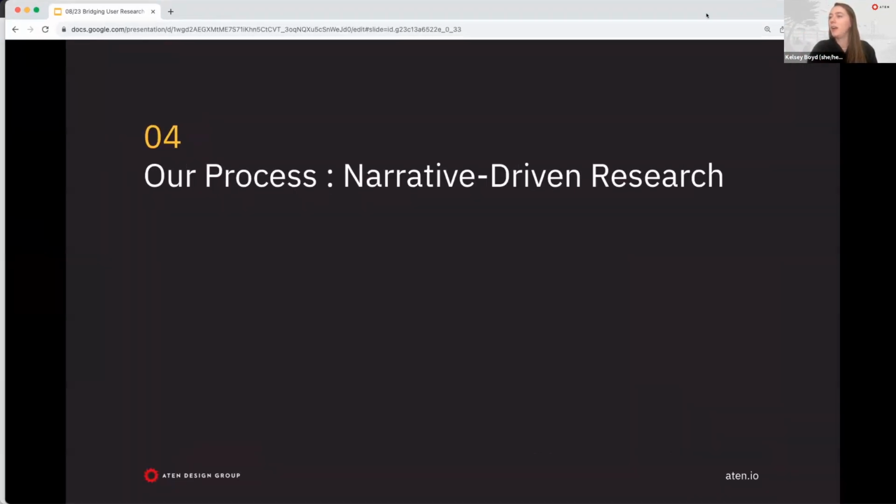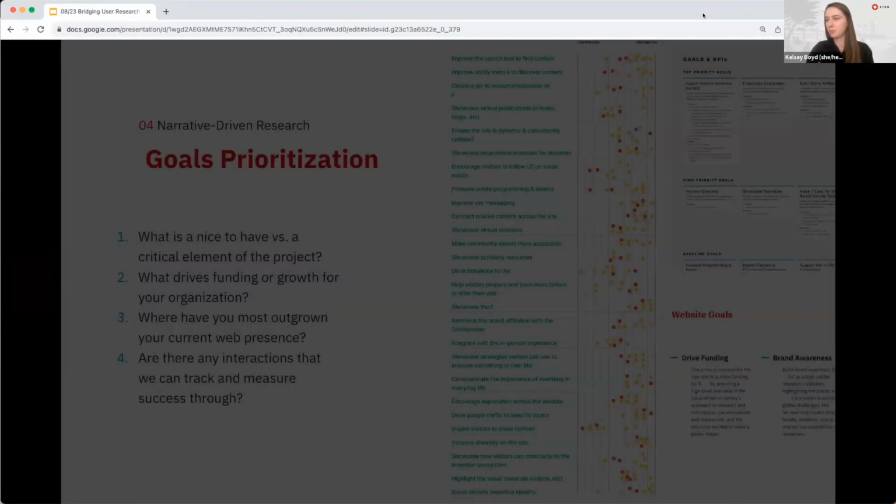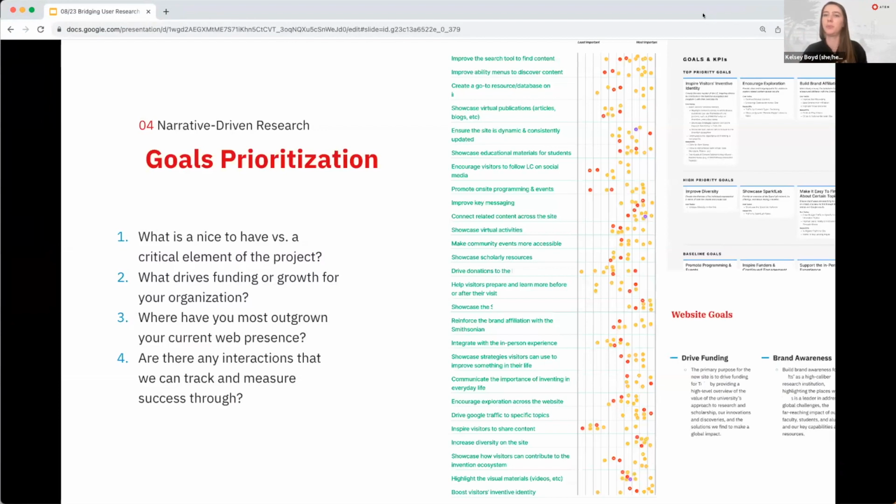So looking at how this starts to flex into a more narrative-driven research approach, for this, we are starting with a goals prioritization. We're going to be looking at a little bit of the processes and tools and questions that we would definitely recommend that you ask yourselves if you're going through this process. At the beginning of this, we typically start by clarifying and prioritizing what is most important to accomplish as a result of the work.